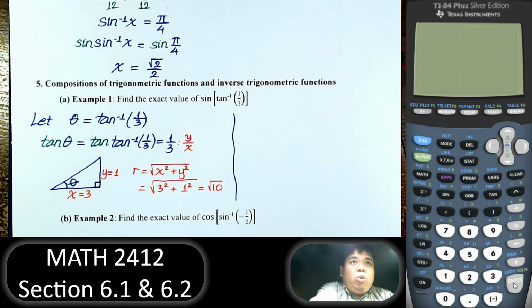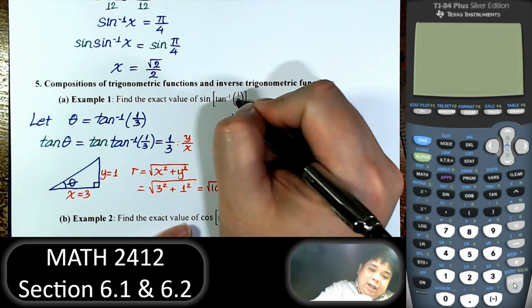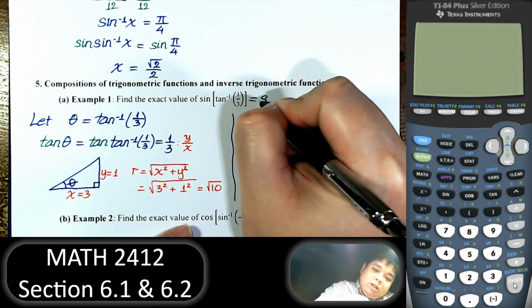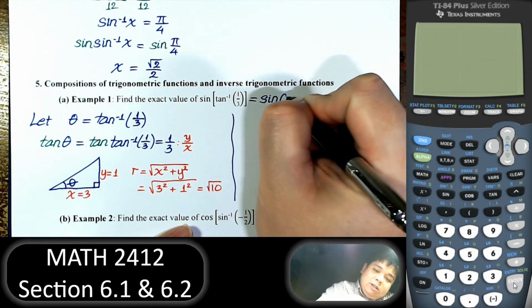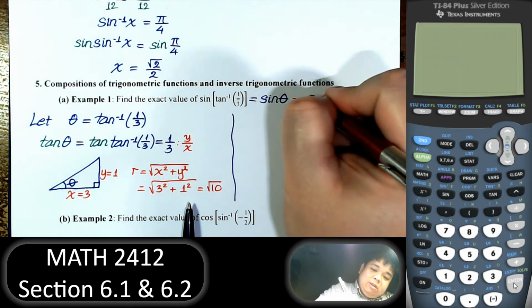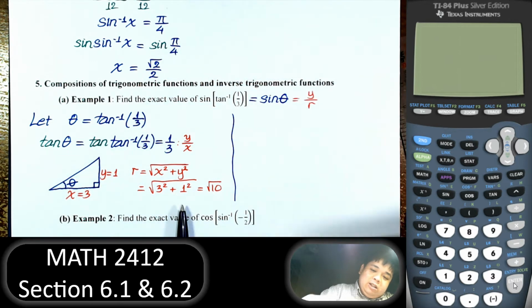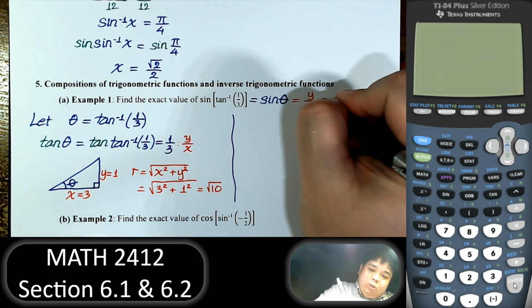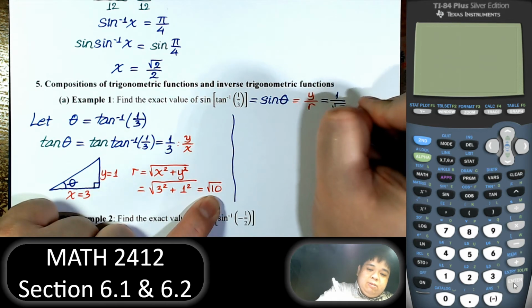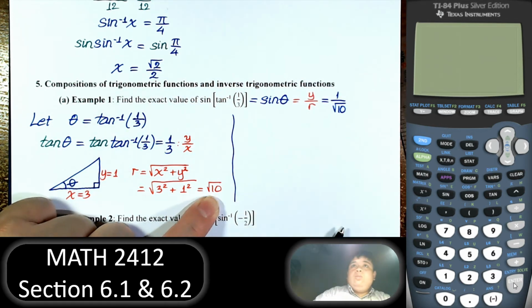Now we have x, y, and r. Notice we let tangent inverse be theta, right? So here we just have sine of theta. And what is the ratio for sine? It would be y over r, which is 1 over r. So that's what we have.